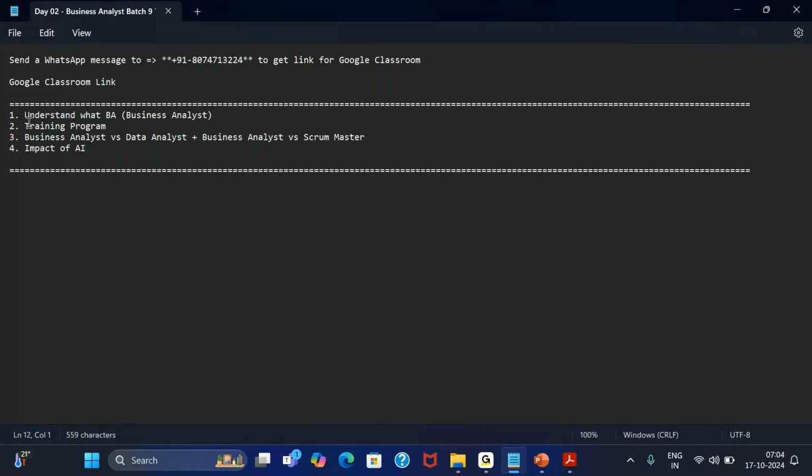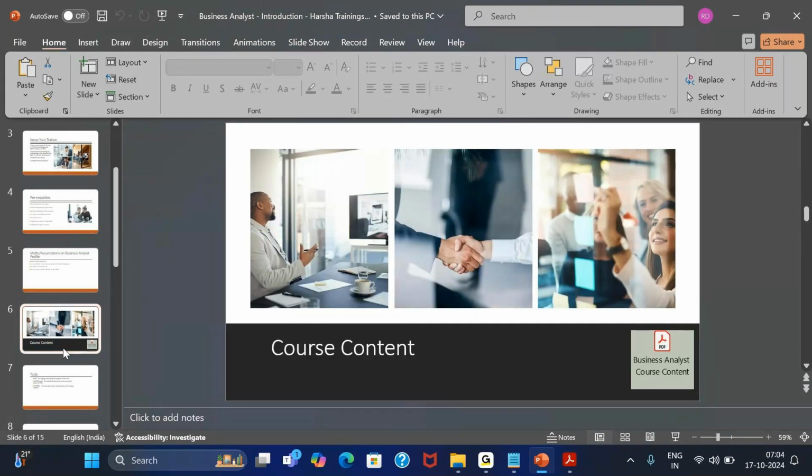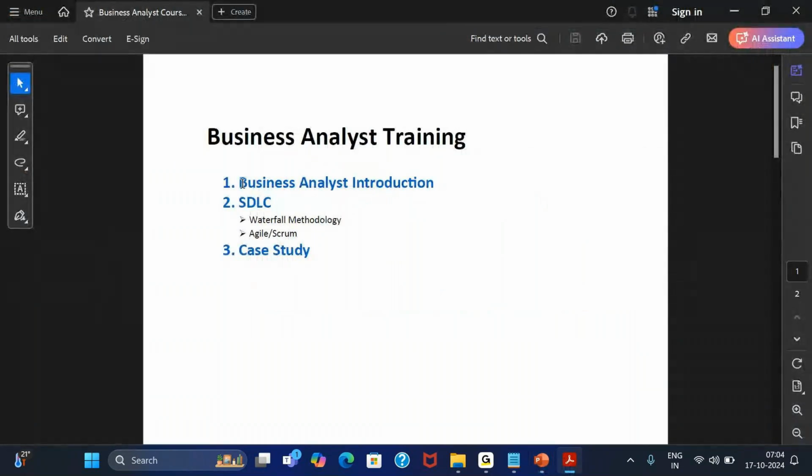So in continuation to that, we'll continue our discussion. Yesterday we discussed till the prerequisites and the myths and assumptions around business analysts. Today we will initiate our discussion with the course content. What are the different topics that we are going to cover as part of this training program? So the entire training program is actually divided into three parts.